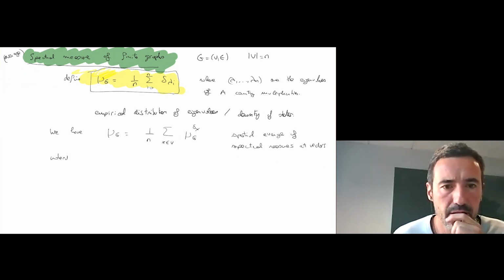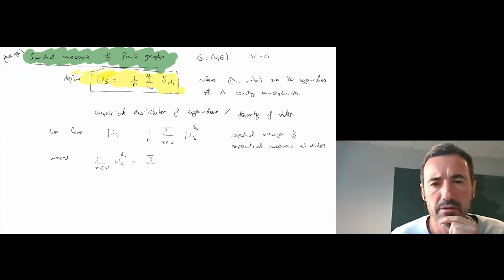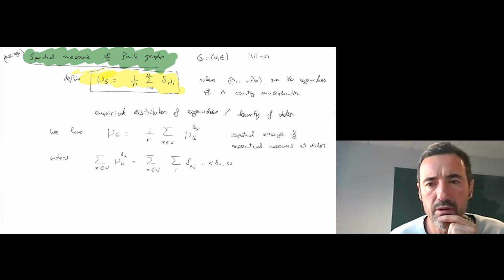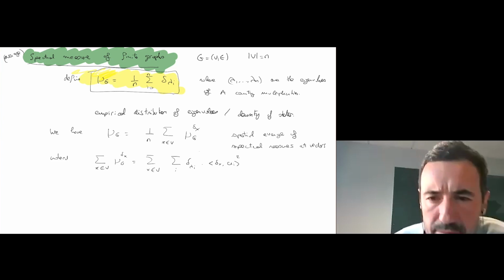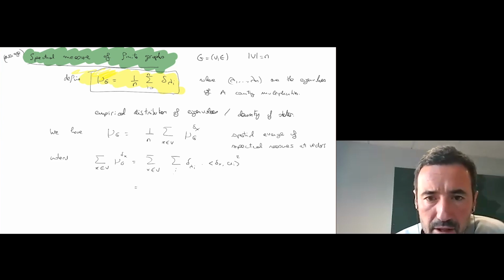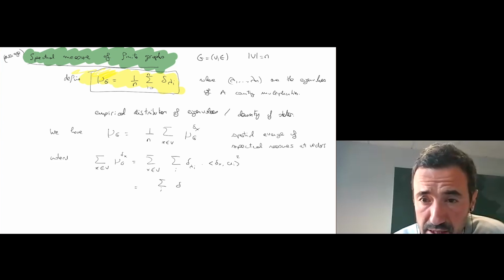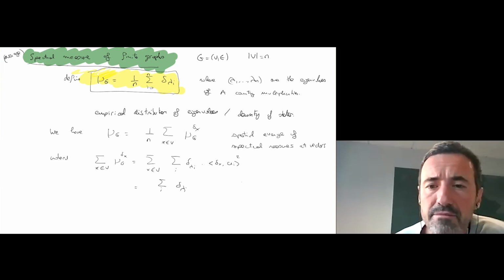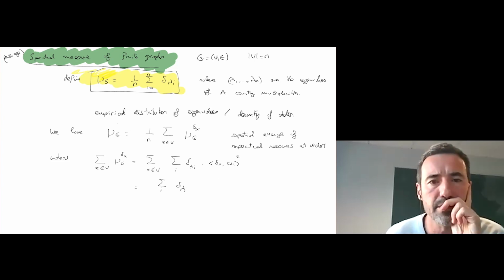Indeed. What is the sum over all x in V of mu_{G, delta x}? If you recall the definition, I reproduce the definition: it is the sum of the Dirac mass at lambda_i times the scalar product of delta x with u_i squared, where u_i is an orthogonal basis of eigenvectors. Okay, now I use Pythagoras theorem. The delta x form an orthogonal basis, so this is equal to the sum of delta lambda_i. Okay, so you obtain this formula.